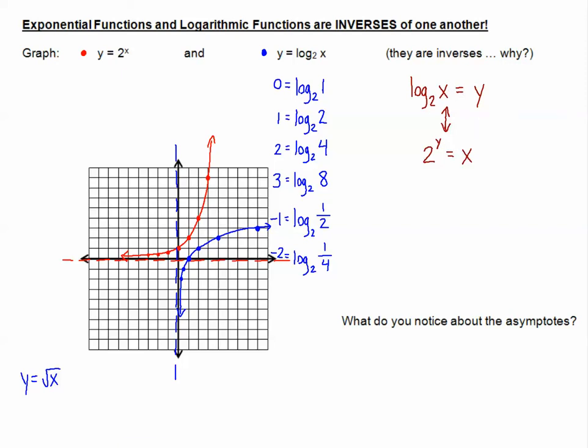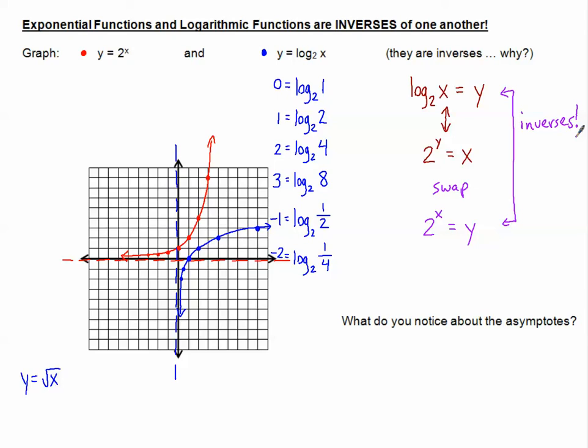Now remember what we do when we're trying to find an inverse algebraically. We swap the x and the y. And if we swap the x and the y from this version, we get 2 to the x is equal to y. And lo and behold, that's exactly what we graphed over here, y equals 2 to the x. So these are indeed inverse functions. So that's a nice little proof there.